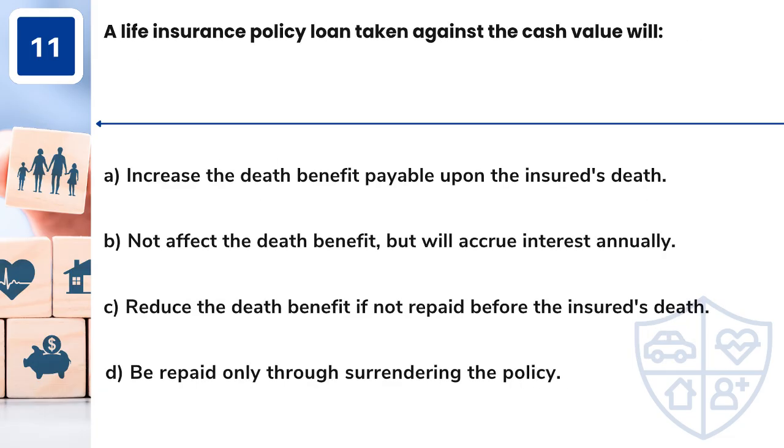Question 11. A life insurance policy loan taken against the cash value will A. Increase the death benefit payable upon the insured's death. B. Not affect the death benefit, but will accrue interest annually. C. Reduce the death benefit if not repaid before the insured's death. D. Be repaid only through surrendering the policy.